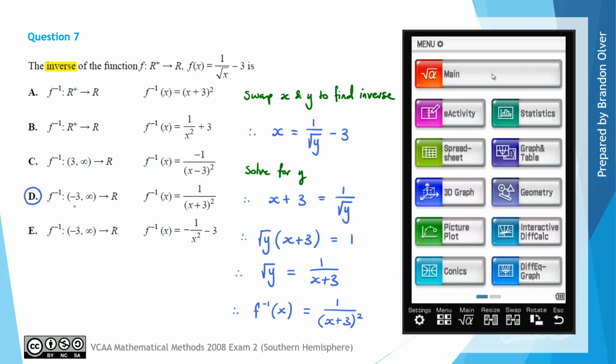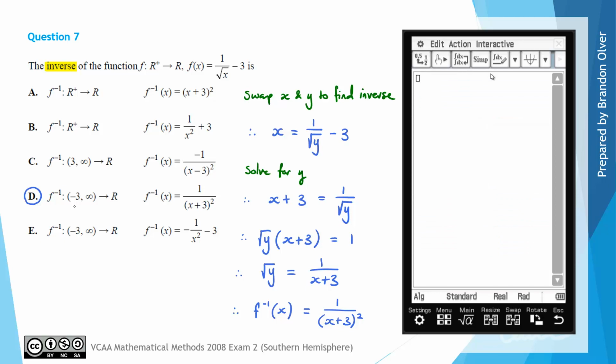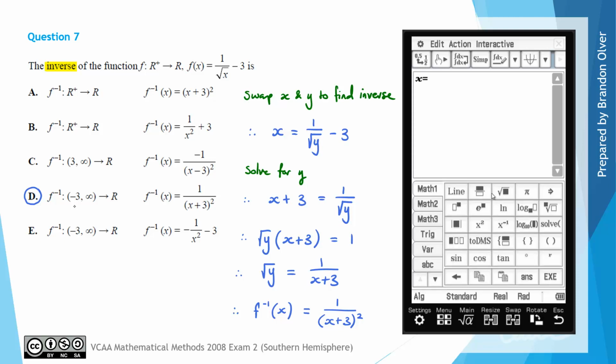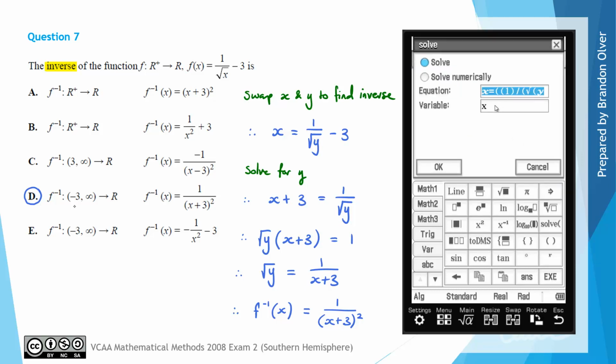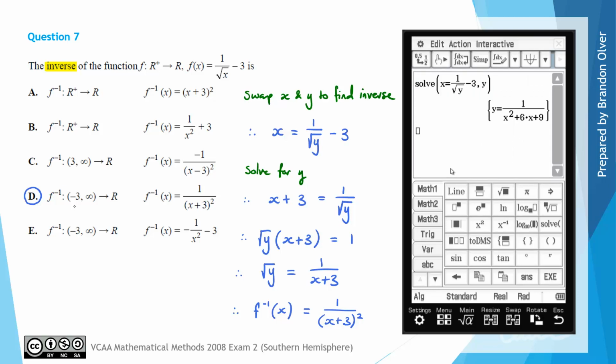On the CAS calculator, go into the main menu. Next, we want to write in the rule with x and y swapped. So we're going to have x equals, and then using the keyboard to bring up a fraction, 1 divided by the square root of y when we swap x and y, and then at the end of that, we need a -3. We can now highlight that and go Interactive, Equation/Inequality, Solve, and we want to solve for y, so we get y equals. We end up with this expression on the calculator.